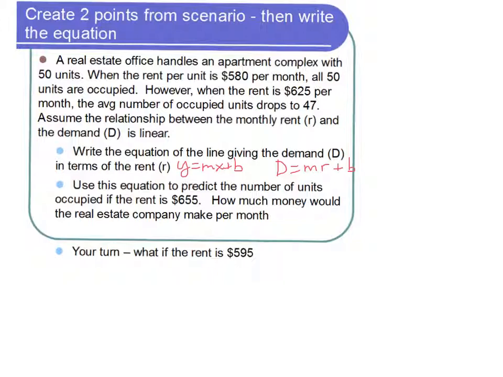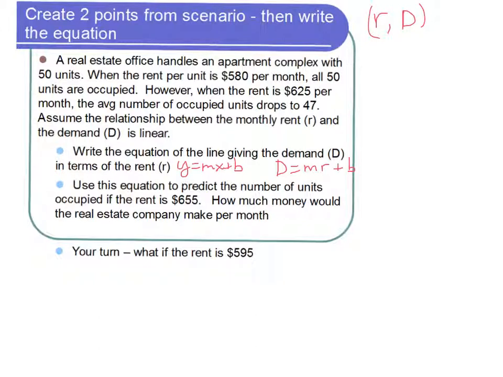That's what they want. Okay. So here's the deal. They basically have given us enough data to write two ordered pairs. Now our X is kind of like our R, or our rent, so I'm going to write an ordered pair that goes rent, comma, demand. And I actually have two of those.